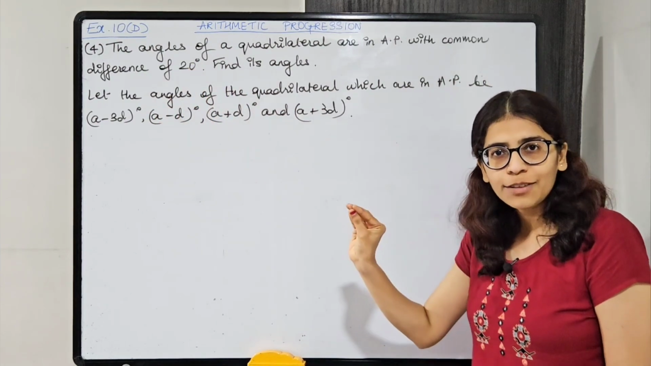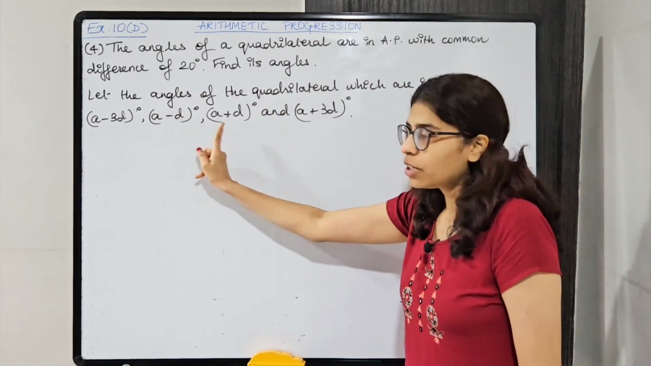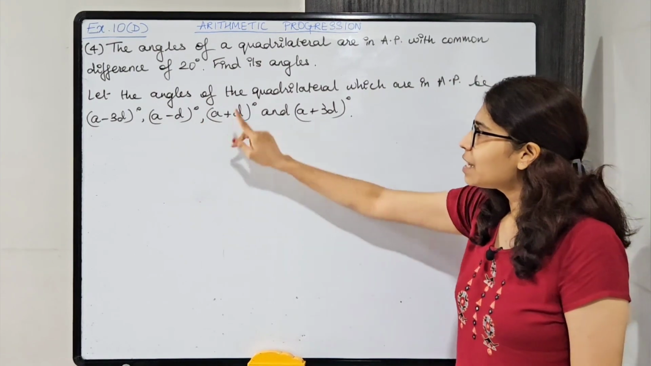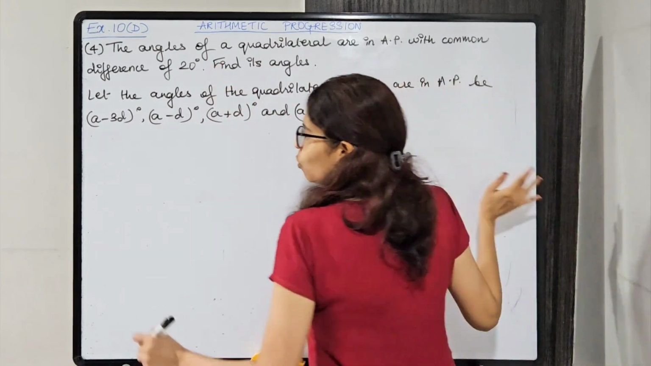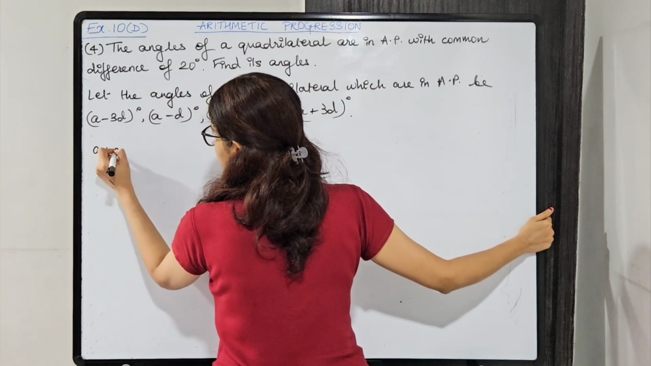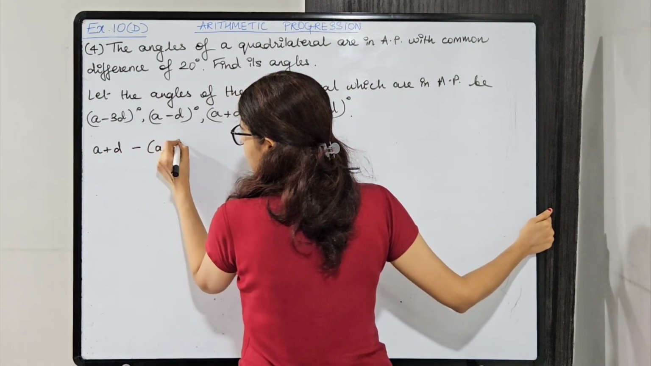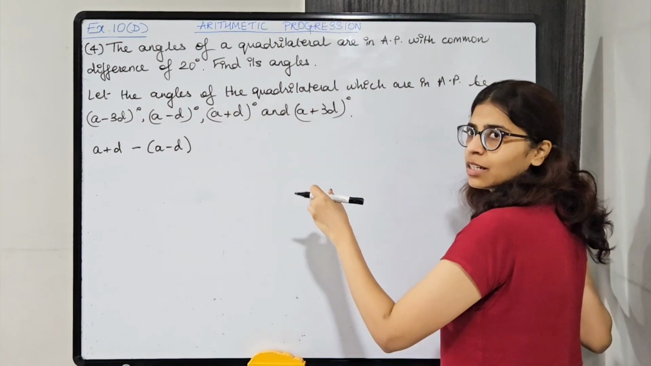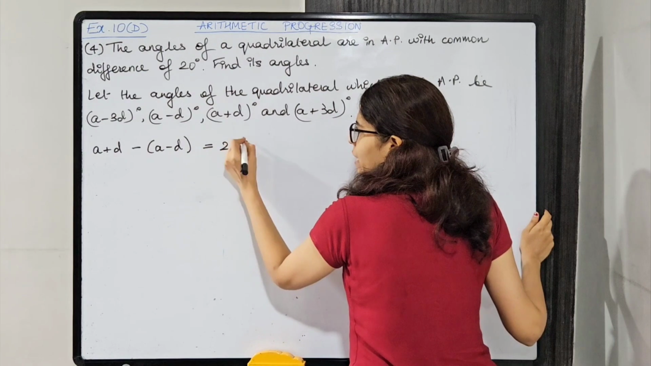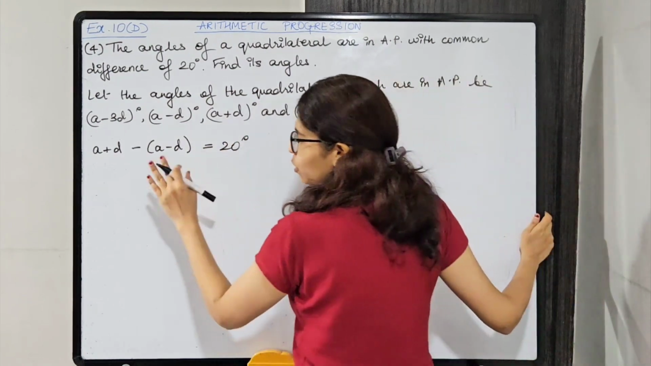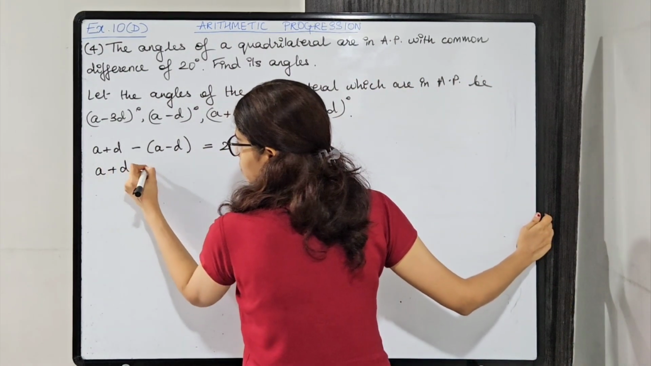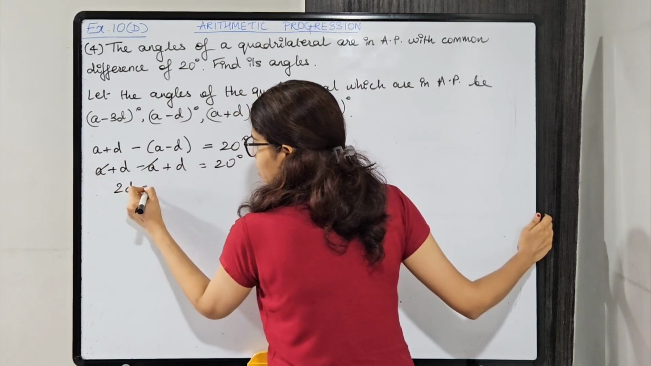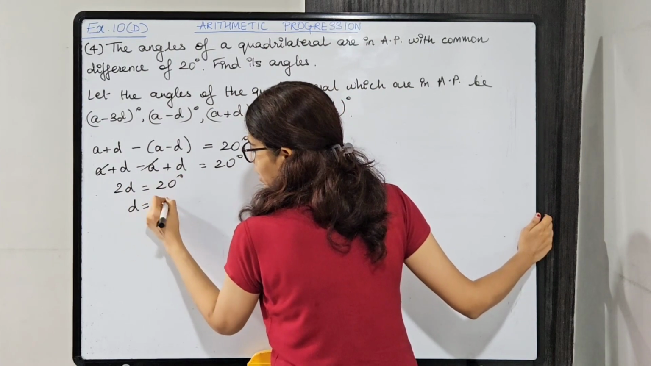So to avoid any confusion, what you will do is, कोई भी दो consecutive terms consider करो, and दोनों का difference लेके equal to 20 degrees. So you'll write down A plus D minus A minus D. You can take these two also. Okay, A plus 3D minus A plus D. It will be equal to 20 degrees. Okay, this is given to us. So A cancel हो जाएगा, 2D is 20 degrees, so D is 10 degrees.